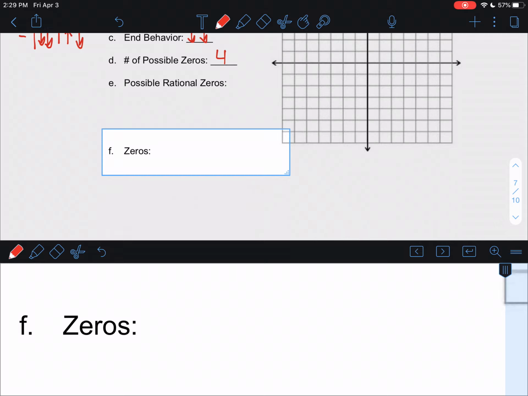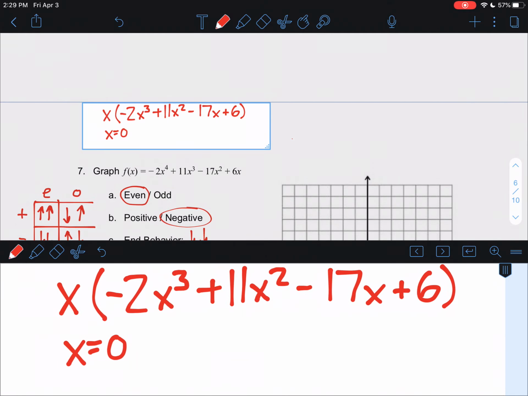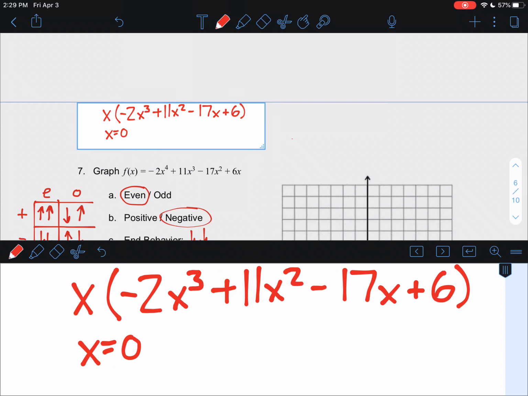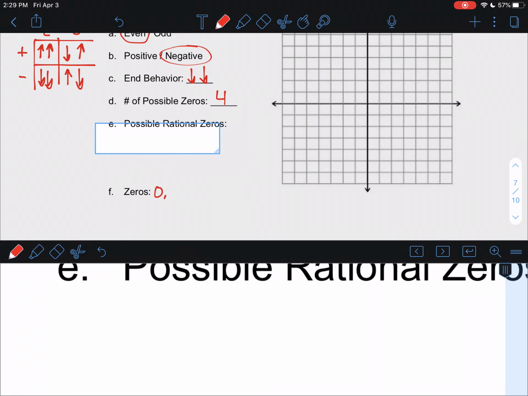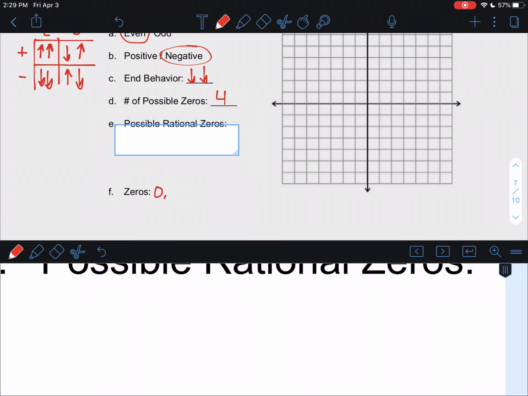Which means down here at f, I'm just going to list 0 from the beginning. So 0 is 1, and then I'm going to use this polynomial to find the other 3. So let's see my possible rational zeros. I'm going to list my p and my q. And by the way, you don't have to list p and q every time. I just like to so I can visualize, like, oh, I'm dividing this number by this number, and I'm dividing this number by this number. But you don't have to.